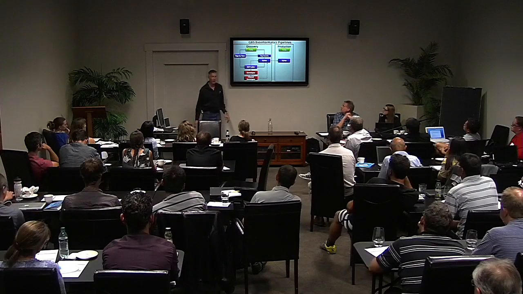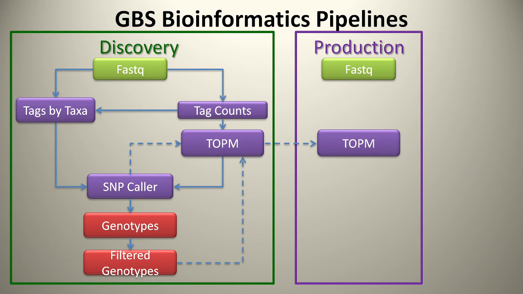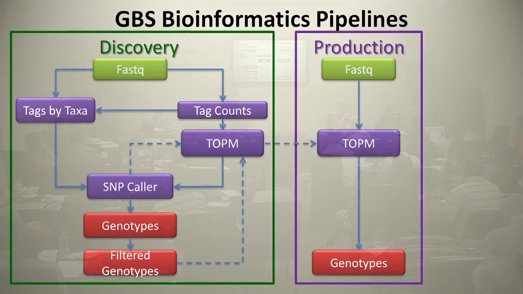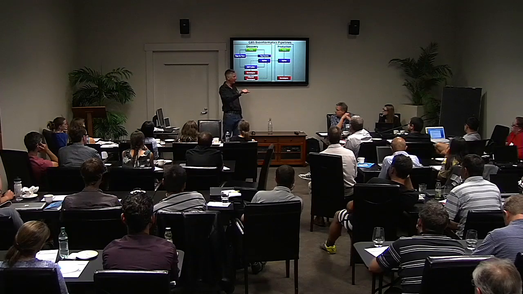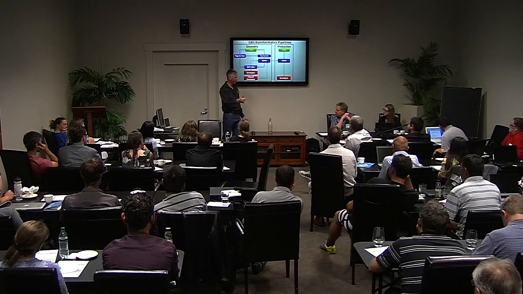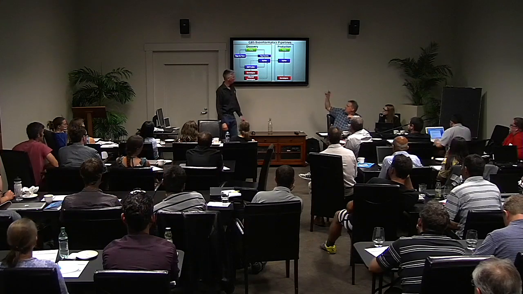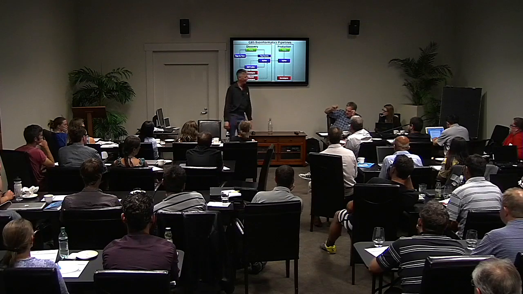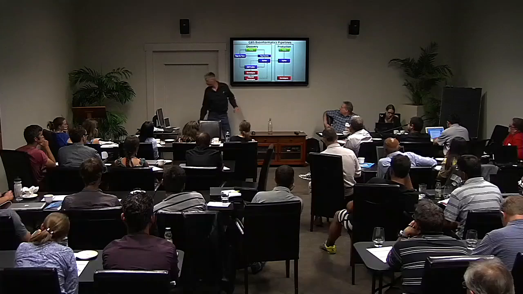And then this is moved over into the production pipeline, and you go directly from FASTQ files to genotypes. It's a little more complicated than this, but it looks up the tag. In the FASTQ file, read by read, it processes the read down to a tag, looks for a match in the TOPM, and if there's a match, it adds to the depth of each allele that's matched, figures out what taxa that's in, and calls genotypes. So this is really fast.